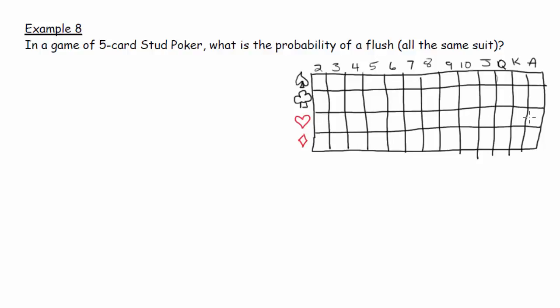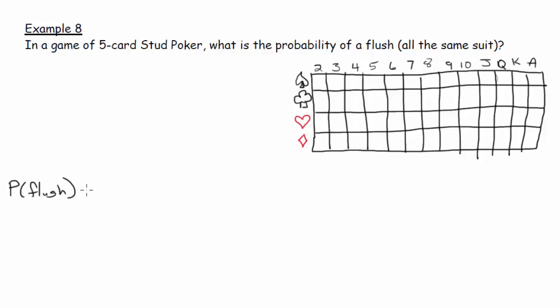So we have 52 cards with 4 suits, each having 13 denominations. We want to know what's the probability that if I pull 5 cards without replacement, all 5 cards are the same suit. The probability of a flush.